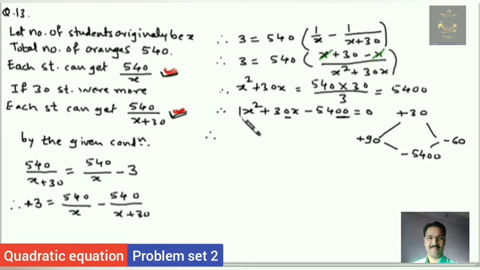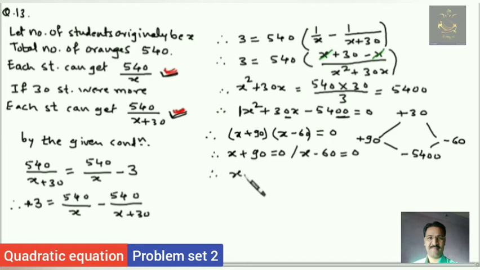Because here it is 1, we can write directly two brackets here. Their product is 0. So here we can write x plus 90 and x minus 60. Now just try to simplify. x plus 90 is equal to 0 or x minus 60 is equal to 0. So x equal to minus 90, x equal to 60.